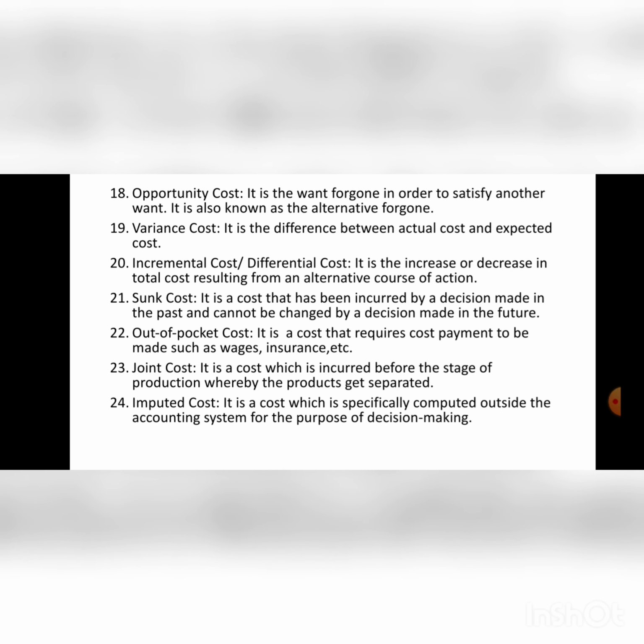Eighteen. Opportunity cost. Opportunity cost is the want foregone in order to satisfy another want. It is also known as alternative foregone. So, for example, you want a laptop and a bicycle, and you can only afford to buy one of them. When you buy the laptop, the bicycle becomes the opportunity cost. And when you buy the bicycle, the laptop becomes the opportunity cost. So that's what we mean by opportunity cost.